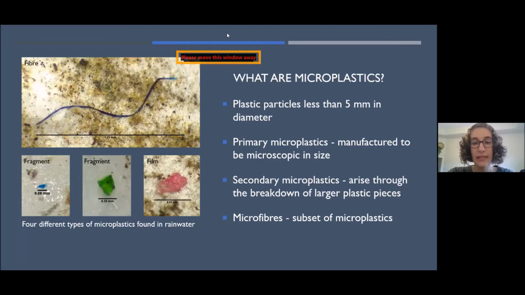Secondary microplastics are fragments that arise through the breakdown and weathering of larger plastic pieces currently in the environment. An example would be a tiny plastic piece that arises through the breakdown of a plastic water bottle. Microfibers are a subset of microplastics and are either released directly into the environment during textile production or arise through the fragmentation or wear and tear of larger synthetic textiles, such as clothing. The 4 pictures on the left are examples of different types of microplastics.